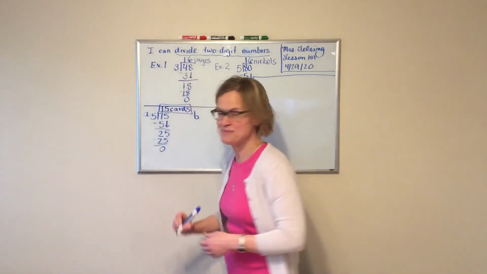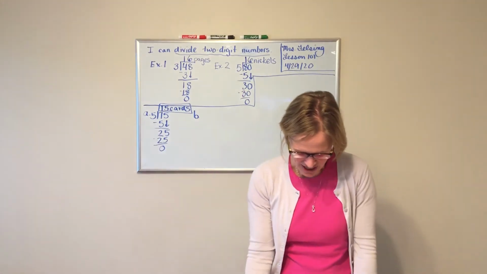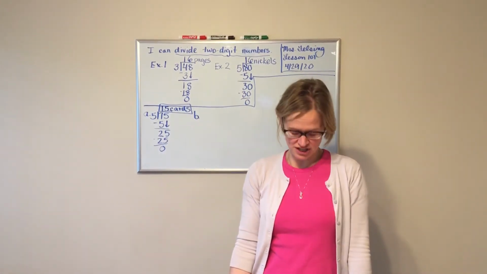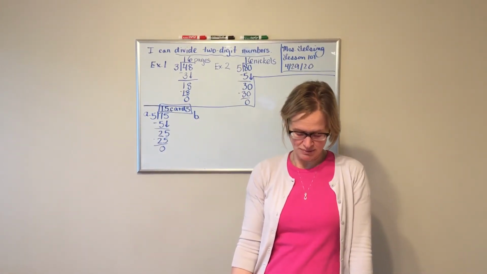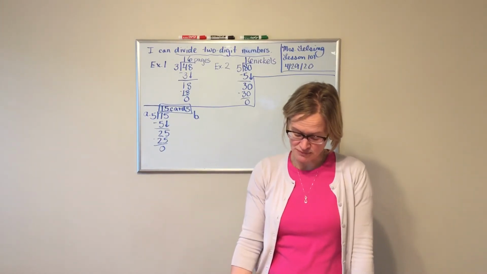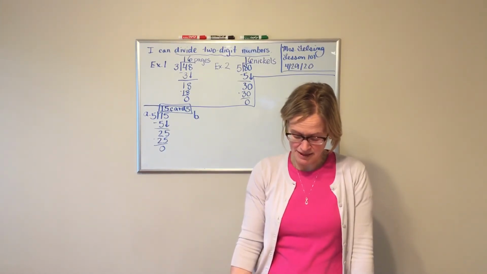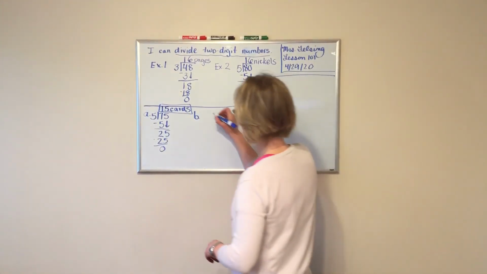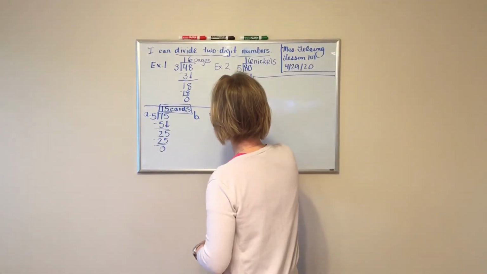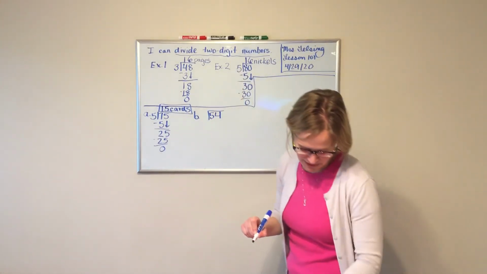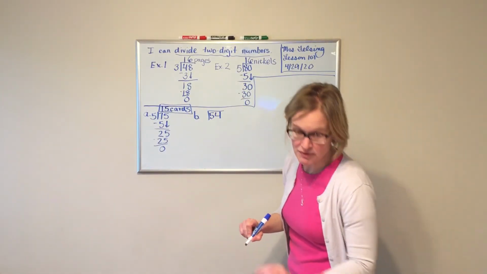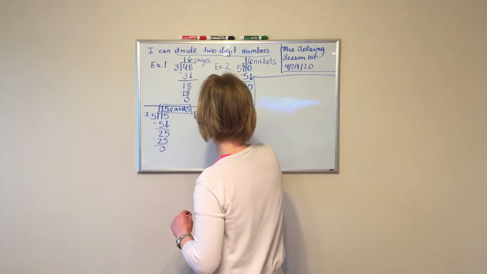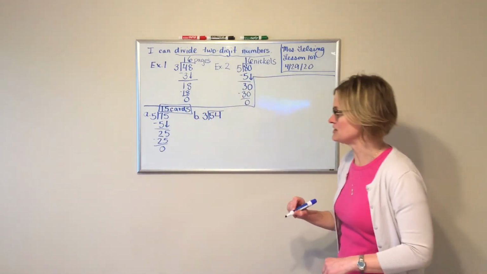So let's go on to letter B. Shelley collected 54 shells that she will store in plastic bags. If she puts 3 shells in each bag, how many bags of shells will she have? So 54. It's a lot of shells. And she wants to put 3 in each. So now we have to figure out how many bags she needs.